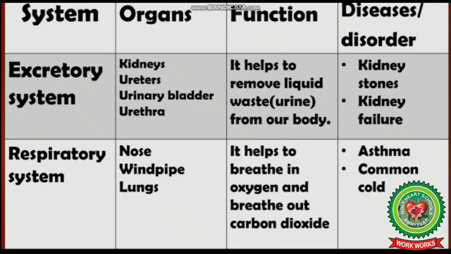Number 2. Respiratory system. Organs of the respiratory system are nose, windpipe and lungs. And the function of the respiratory system is that it helps to breathe in oxygen and breathe out carbon dioxide. And the disorders are asthma and common cold.